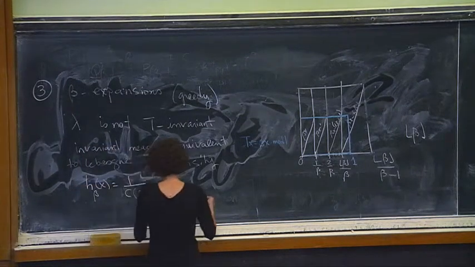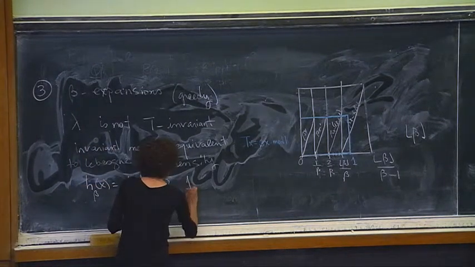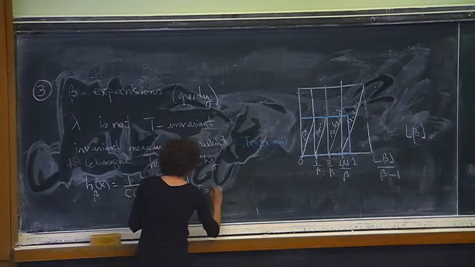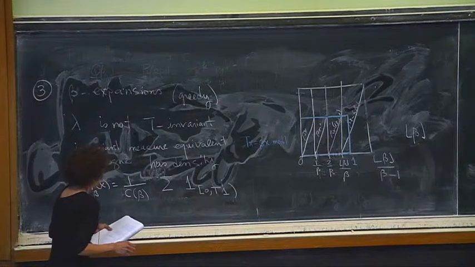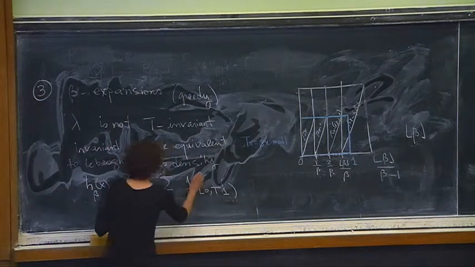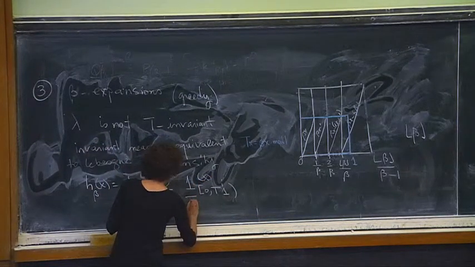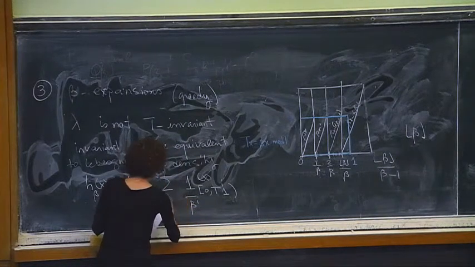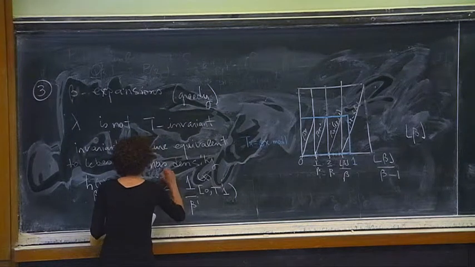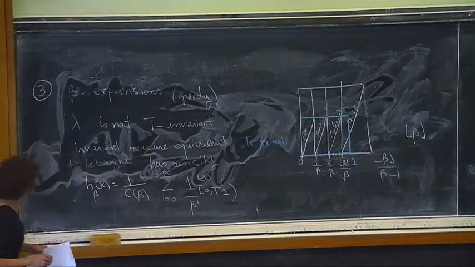And this is simply the sum of the indicator of [0, T^i(1)) times x over beta to the i, where i goes from 0 to infinity. This is the invariant measure.